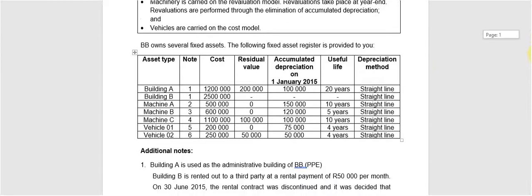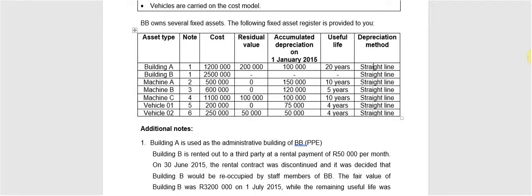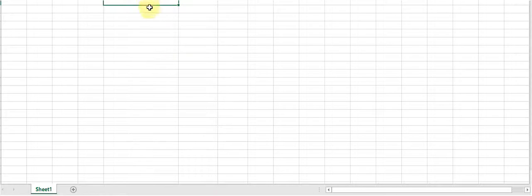So what we need to do is recognize some depreciation on this building A, and because it's PPE, we need to take the residual value into account. Had it been investment property carried on the cost model, then the residual value will have to be ignored according to IAS 40. So I'm going to say we need to recognize depreciation. Debit the depreciation, credit the accumulated depreciation.